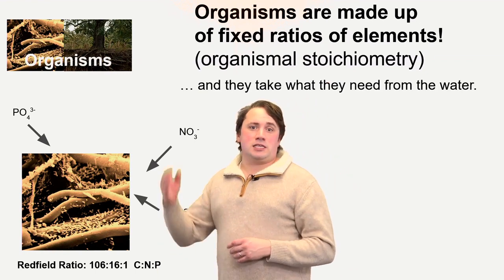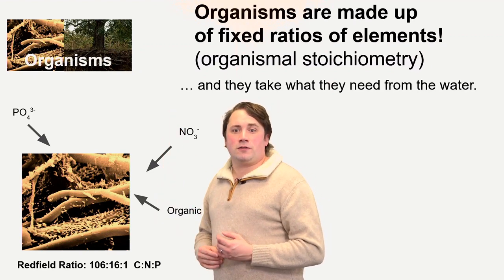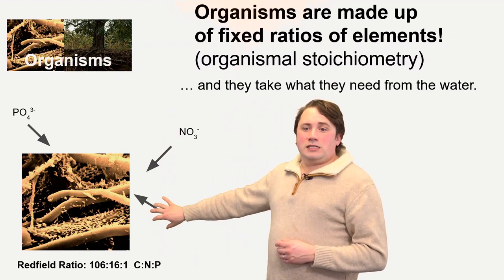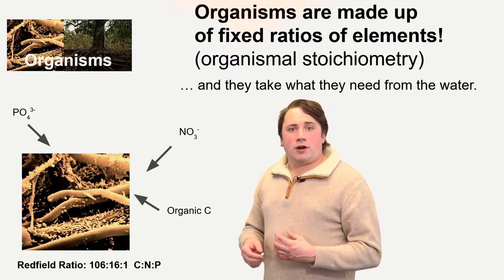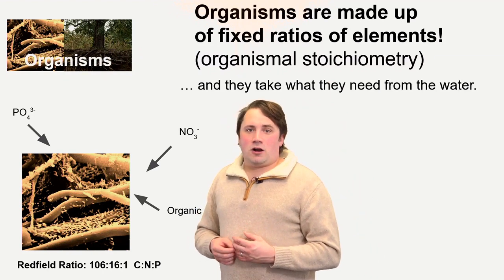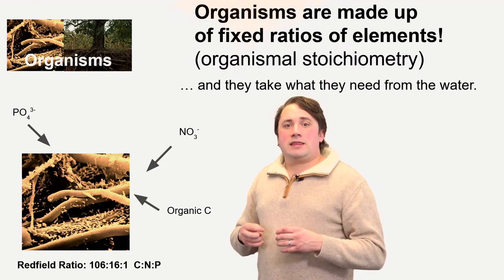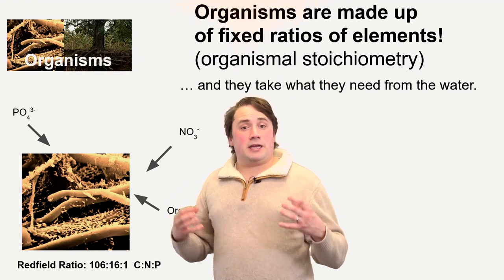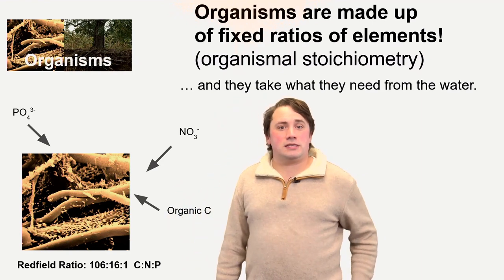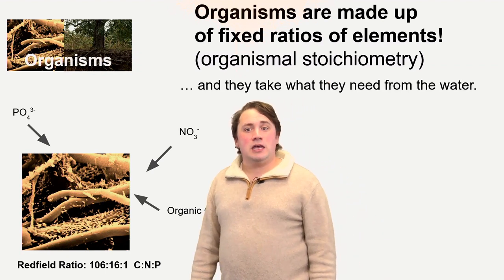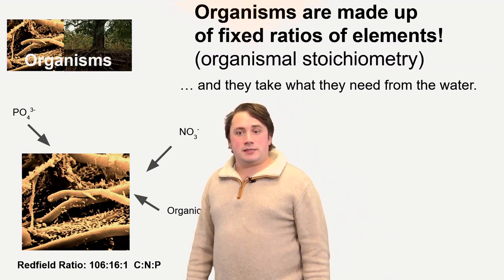Plants obviously don't do this because plants get their carbon from the atmosphere via photosynthesis. But these microbes in these plants are modifying the water chemistry by taking up organic carbon and taking up phosphorus and nitrogen so that they can grow and replicate. So they're directly impacting the water chemistry via their stoichiometric demands.